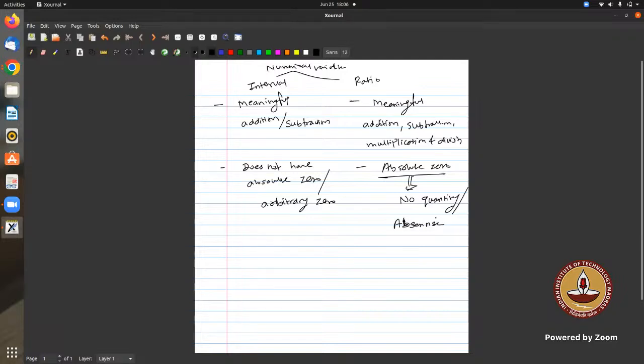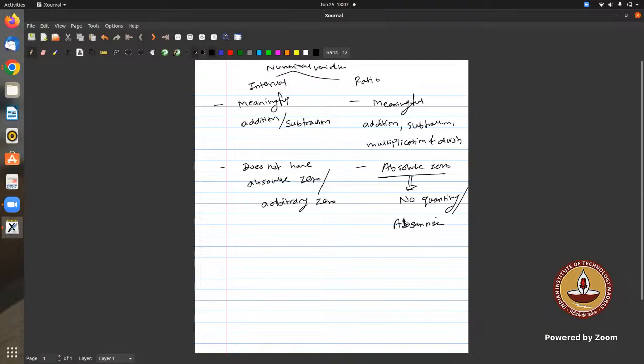Correct, sir. But one more thing to understand here: can I have minus 1 kg of sugar? No, sir. Or can I have minus on the negative side? Is there any possibility? No, because this is the absolute point where there is an absence of whatever you want to measure. There is no quantity present, and hence it is called the absolute zero.